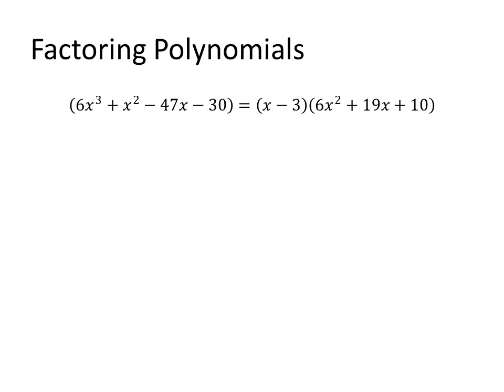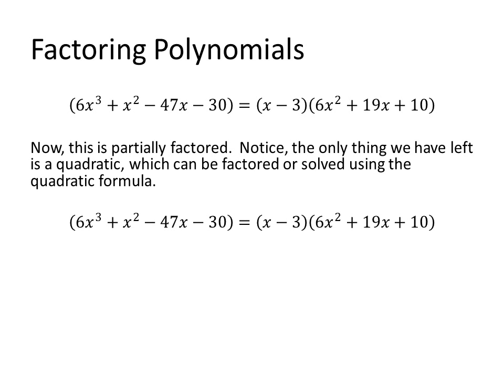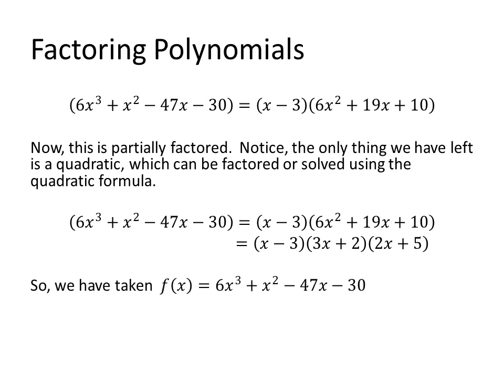Now we have taken 6x cubed plus x squared minus 47x minus 30 and written it in partially factored form. Notice what we have left, the 6x squared plus 19x plus 10, is simply a quadratic, and so we can factor it using whatever method we want. In this case, it's easy enough to simply factor that into 3x plus 2 times 2x plus 5.